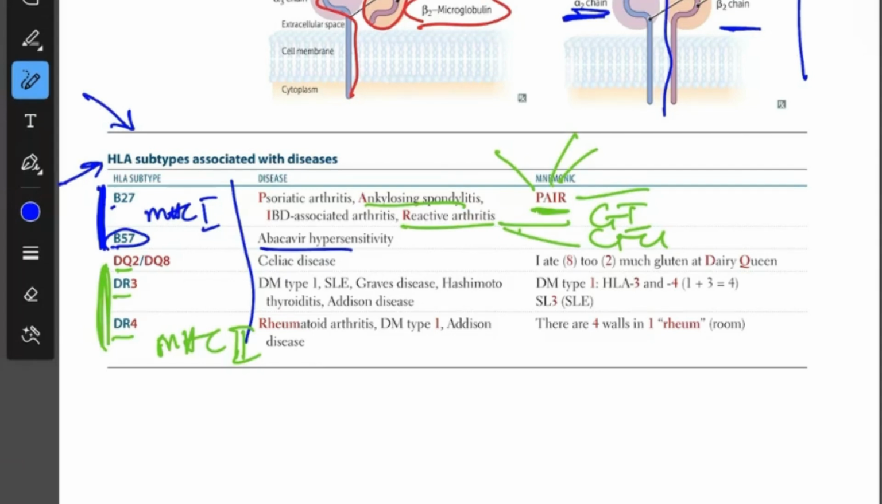Then the next one, I'll mention Graves and Hashimoto. Graves is an autoimmune disorder where you have antibodies attacking the thyroid gland and overstimulating it, causing it to produce a lot of thyroid hormones, which leads to symptoms of hyperthyroidism. In Hashimoto's thyroiditis, the immune system attacks the thyroid gland, destroying it. So that leads to features of hypothyroidism.